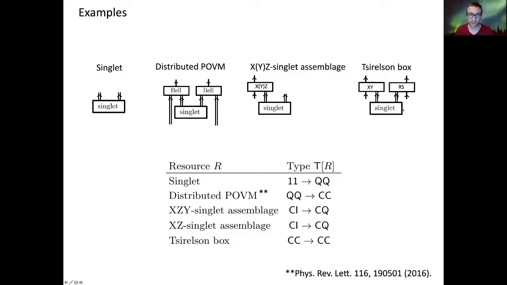And then finally, we have the Tsirelson box, which is the quantumly realizable box that has the maximal violation of the CHSH inequality. So it's defined by taking the singlet and doing some arbitrarily chosen local measurements. So these are 5 resources of 4 different types, and we're going to compare their non-classicality now using these tools.